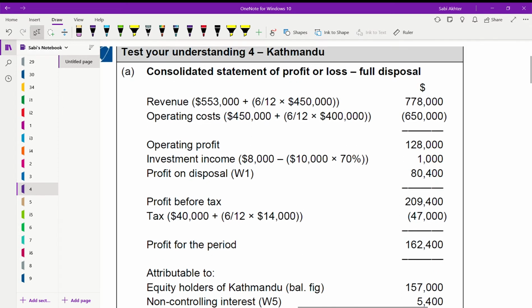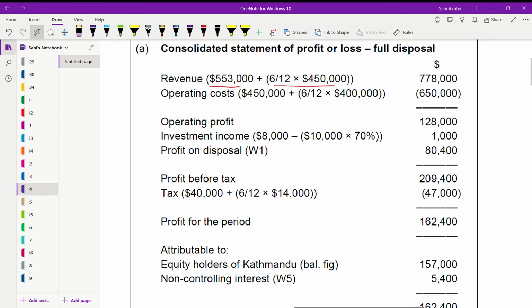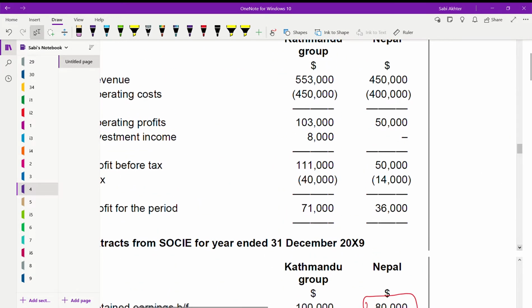So for part A, this is a full disposal, how are you going to disclose it? When you're taking the parent, you take it entirely, and 6 months only for the subsidiary. For all the things it is like that, all the revenue and expenses, except for investment income, where you have to take 10,000 into 70%. What is that 10,000 into 70% that you're taking for investment income? Let us go to the investment income.